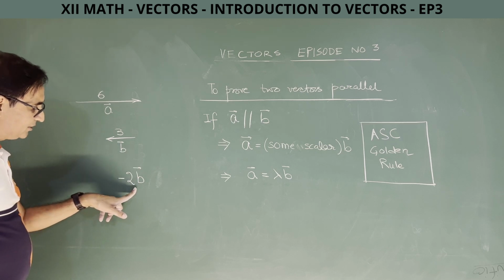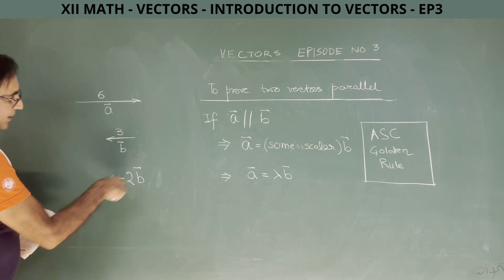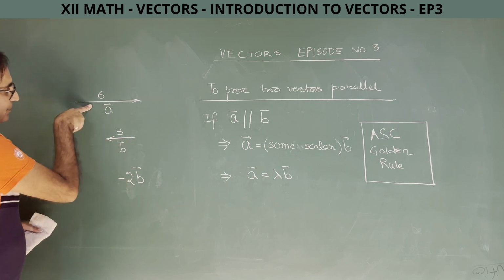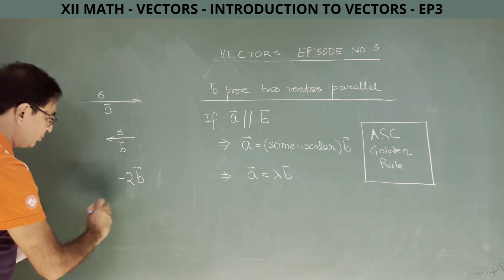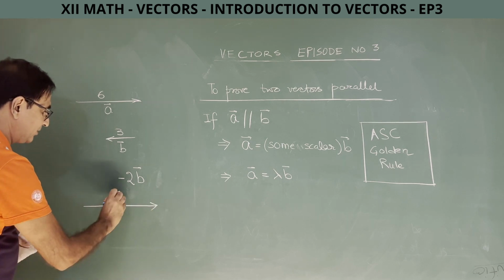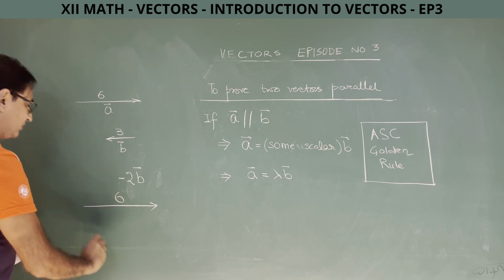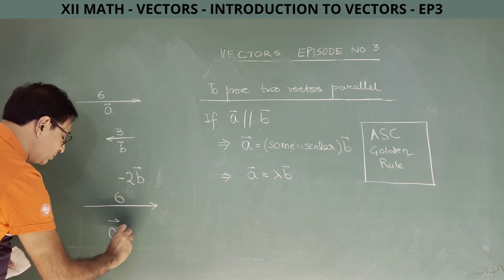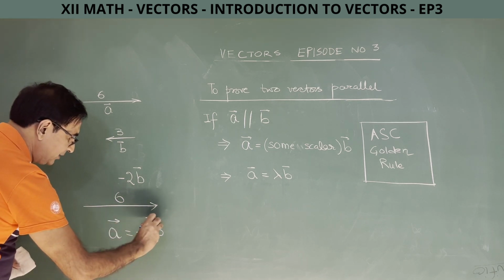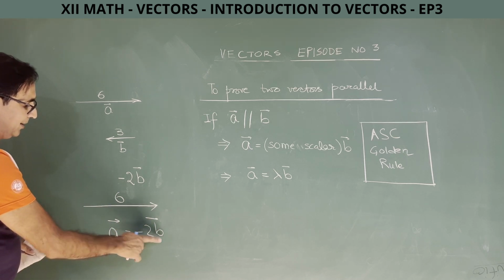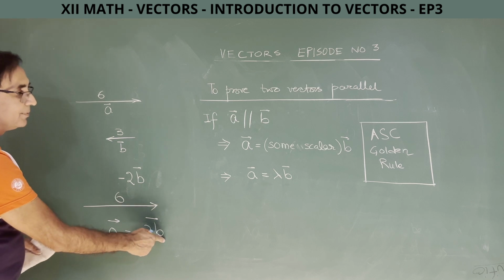What is the direction of this vector? Opposite to that of B. B is pointing in this direction, so minus B will point in this direction. So, this will become equal to A, because now minus 2B will be this vector, magnitude 6 pointing in the direction opposite to that of B. So, now I can say A is equal to minus 2B. Magnitude of this is 6, magnitude of this is 6, both are pointing in the same direction, that is, A is some scalar multiple of B.